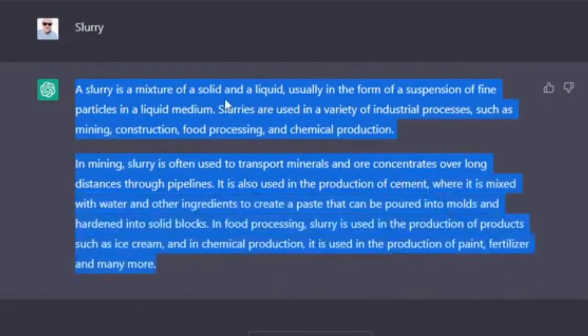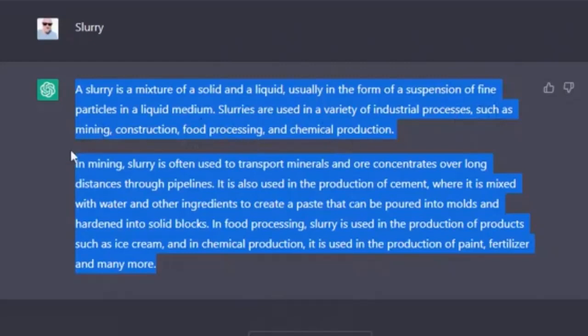A slurry is a mixture of solid and a liquid, usually in the form of a suspension of fine particles in a liquid medium. Okay, whoa, it's mud, right? Well, how about mud that contains gold? Because these are used in industrial processes such as mining, construction, food processing, and chemical production.